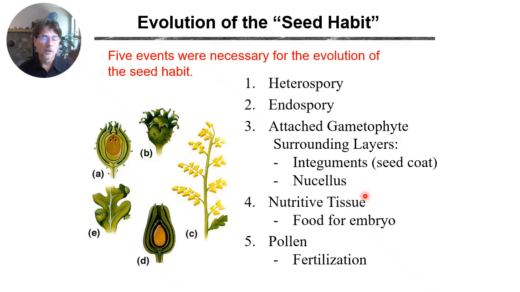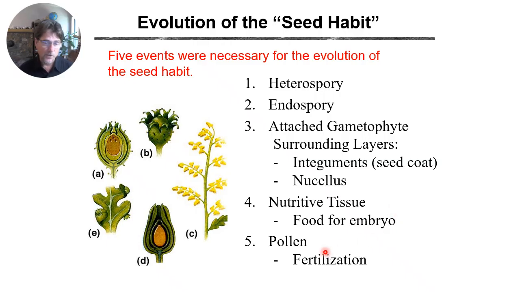Furthermore, for the embryo to grow, at least to a stage of development where the seed would be viable, that embryo had to have some type of nutritive tissue or reserve tissue. So this would provide food for the embryo as it develops.